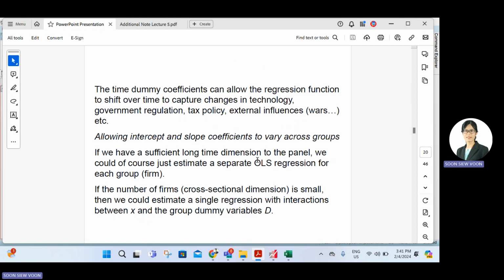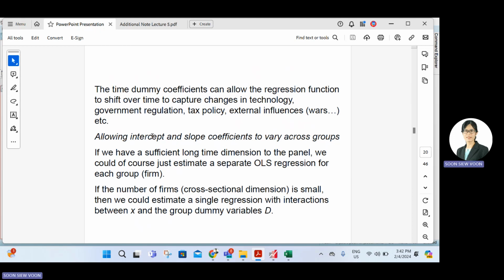The time dummy coefficient allows the regression function to shift over time to capture the changes in technology. Because we understand that changes in technology, government regulation, and tax policy are actually time related. That is why the time dummy coefficient allows the regression function to shift over time to analyze government policy, especially tax policy, changes in technology, etc., as well as wars.